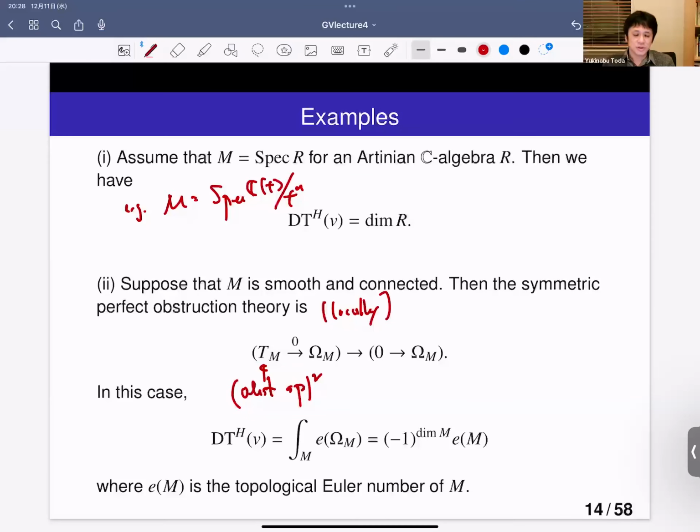So in some sense, in this case you see that the Donaldson-Thomas invariant is closely related to the topological Euler number of the moduli space. This happens because by the Calabi-Yau condition, the tangent and obstruction spaces are dual to each other. And this is very special in Donaldson-Thomas theory. This property is not true for Gromov-Witten theory.